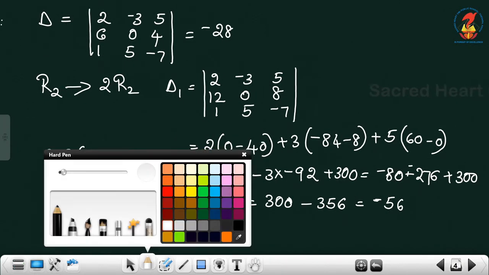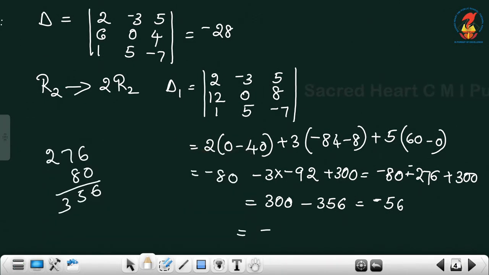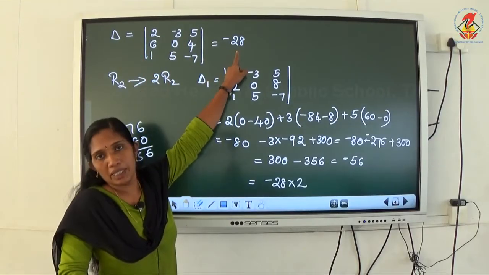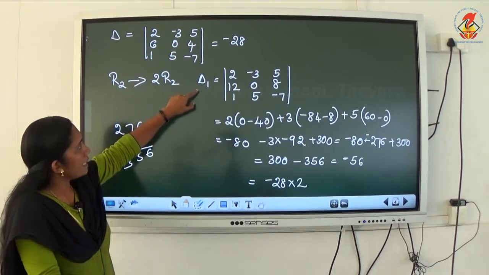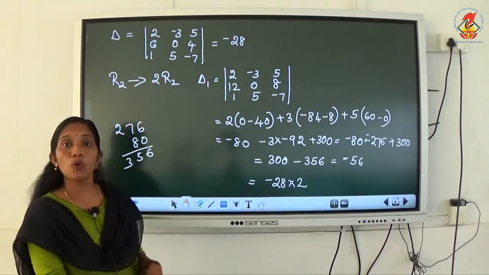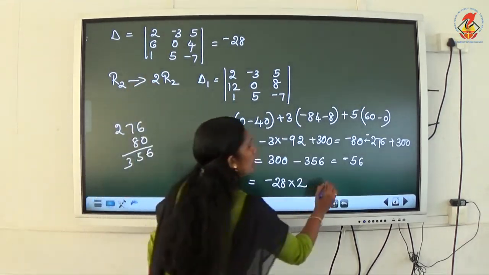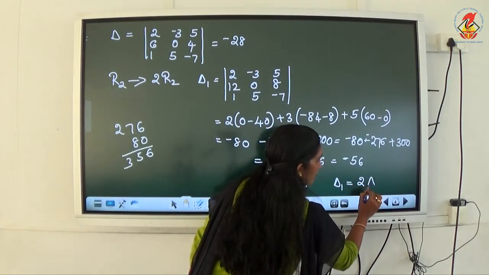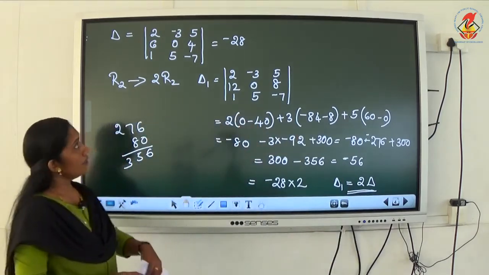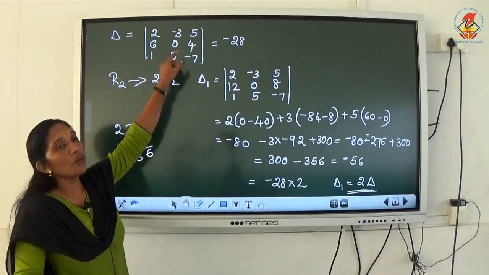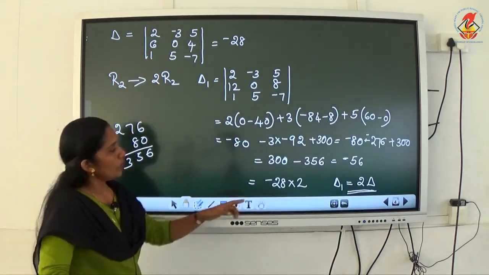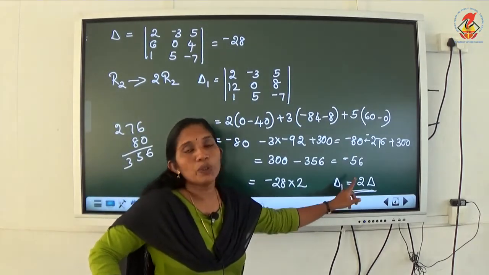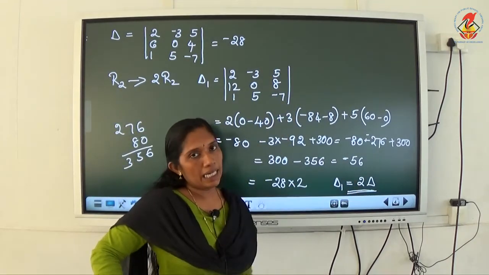Minus 56 is minus 28 into 2. Minus 28 is the value of the original determinant. Then here delta 1 means we multiply the second row by 2. So we can conclude that delta 1 is 2 times delta. We multiply the second row of the first determinant by 2, so the new determinant delta 1 is equal to 2 into delta.